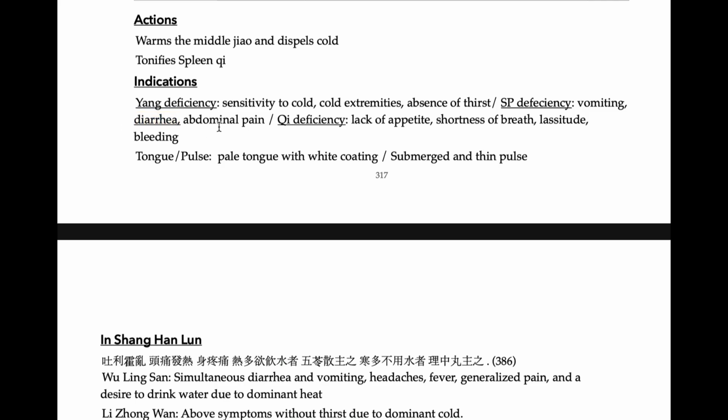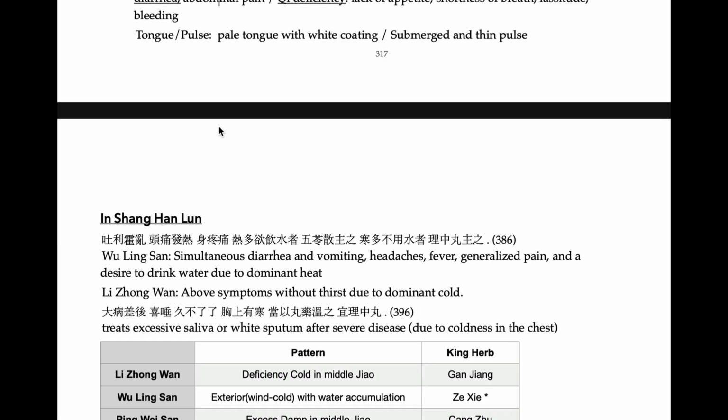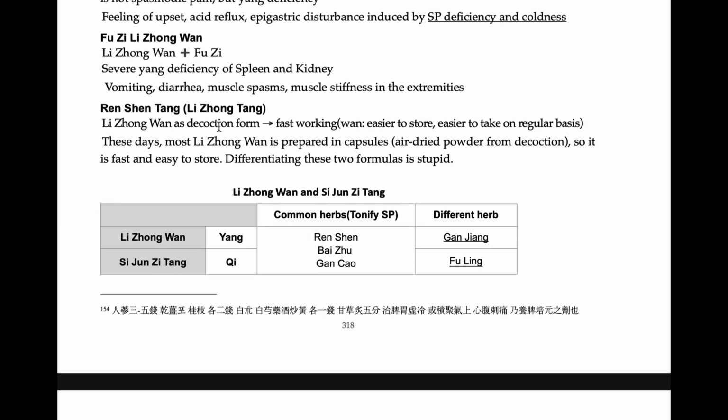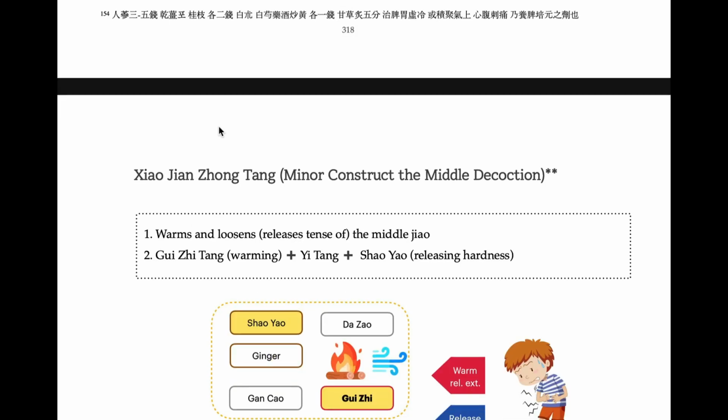So there we learned many different formulas for diarrhea with yang deficiency: Sishenwan, Shishenwan, and Li Zhongwan. Li Zhongwan is for spleen deficiency. Shishenwan, kidney deficiency.